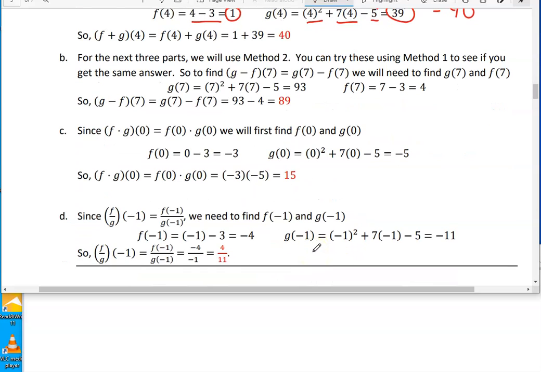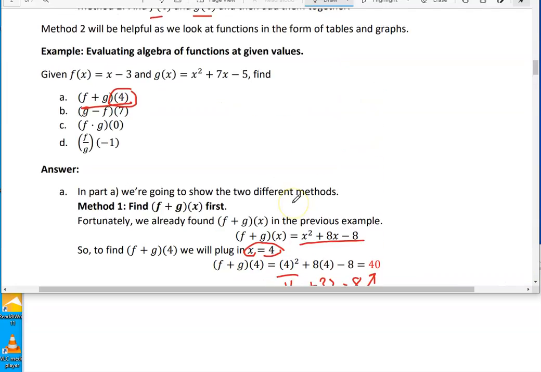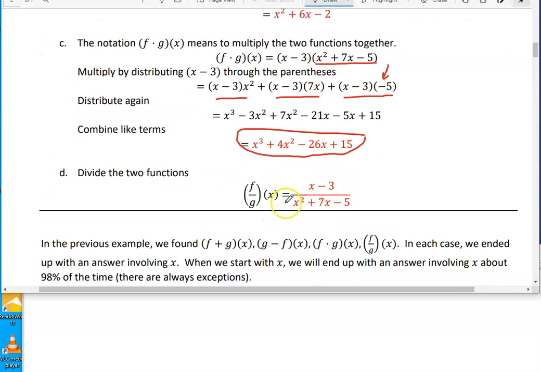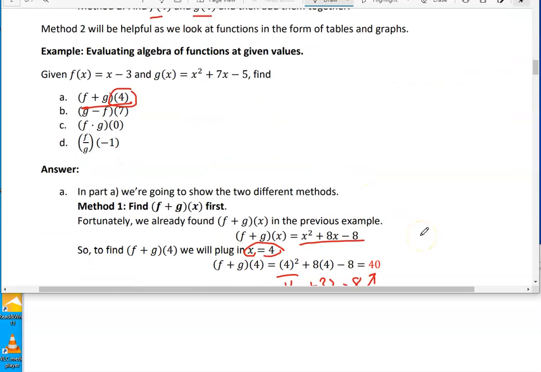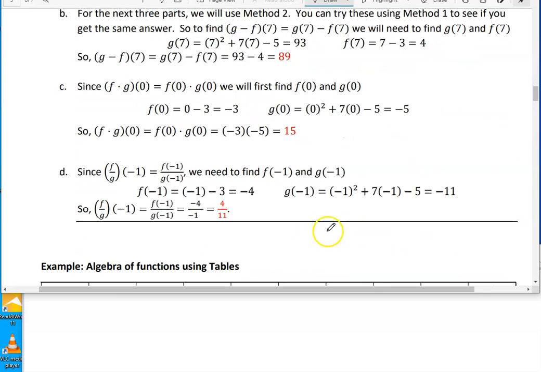And the last example, f divided by g. Now that was a kind of scary looking function. This over this. This is a time where it's probably easier to solve them separately and then divide. And let's see what they did down there. They said, okay, solve f of negative 1 on the top. I get a negative 4. Solve for g of negative 1, and I get a negative 11. And then the answer is negative 4 over negative 11. They had a little typo there. Gives me 4 over 11.